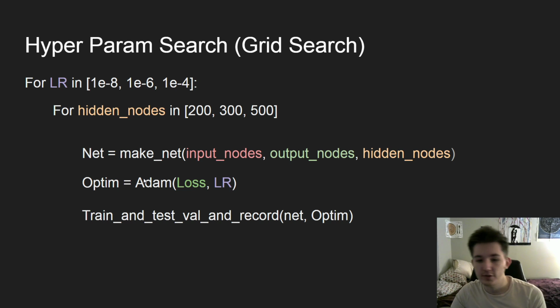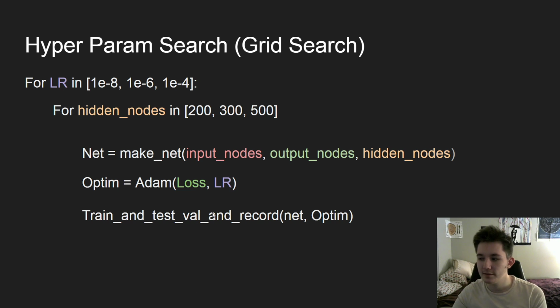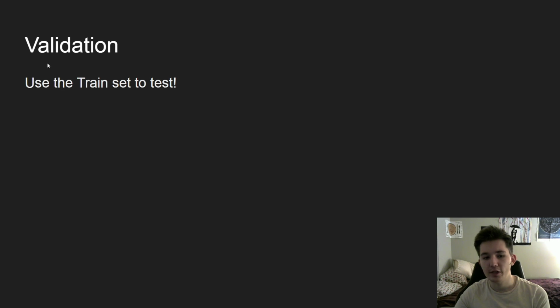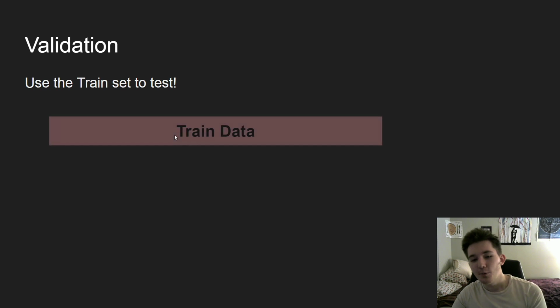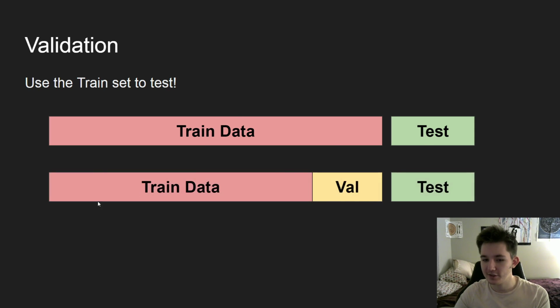Let's talk about something else, though. I said validate your model here, but what does that mean? Validation is a specific little clever trick where we're going to use the training data set to test. We're going to take our normal paradigm of training data and testing data, and we're going to split up our training data into training data and also validation data.